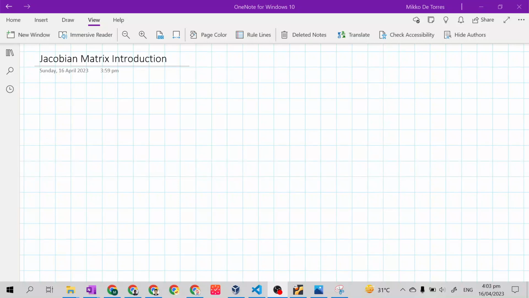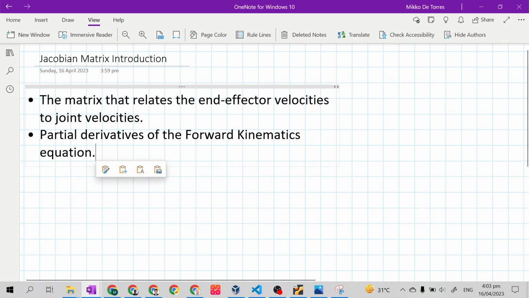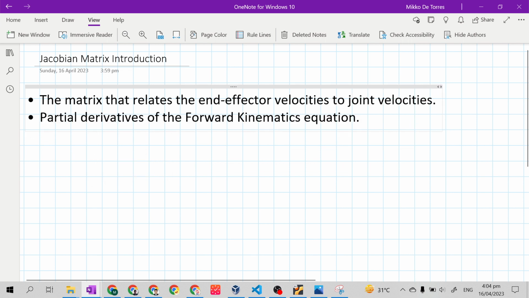Good day, class. In today's video, I will introduce the Jacobian Matrix. This is an important tool in robotics. This is the matrix that relates the end effector velocities to joint velocities. In other books, this is the partial derivatives of the forward kinematics equation.